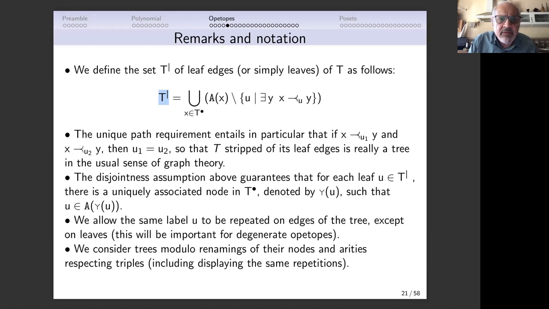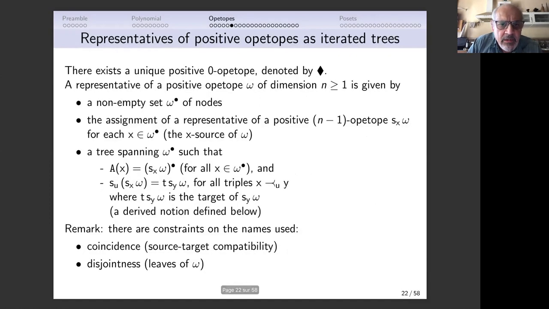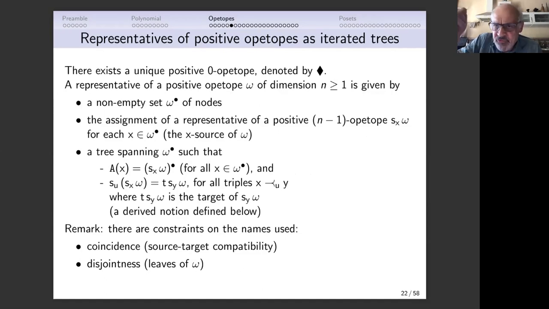So just like bullet was used to name the set of nodes of the tree, I use this symbol here for the leaves of the tree, for an obvious reason, because this is the symbol for an open edge. Okay, so now what is an opetope? An opetope is either a zero opetope, and there is just one, and I use this funny notation for it, black lozenge. And what is a positive opetope? Okay, so here I have a very careful definition.